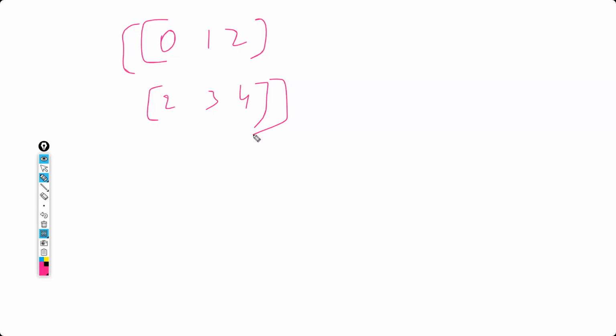First row, what are the values you told? 0, 1, 2. Write that one in the column. What is the second row you told? 2, 3, 4. Write that one in the column. If the third row is there, write the third column. Fourth row is there, fourth column. Fifth row is there, fifth column. Like that. This is called transpose.